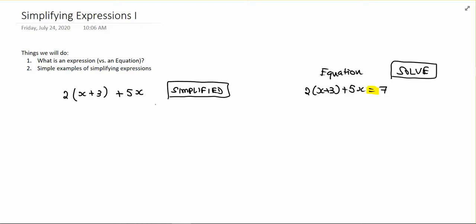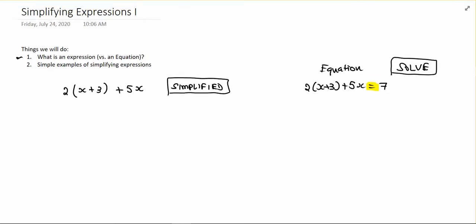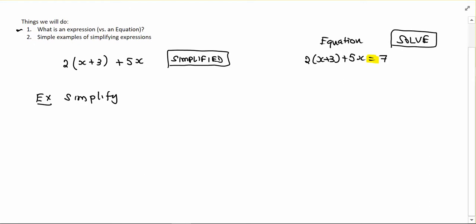Now we'll start by doing some simple things with expressions and simplifying expressions, and then we will move on to more complex examples in another video. So let's take a look at the basic expression here. So example, simplify, and I'm going to do some what you would think are very easy examples. Bear with me because the point is to start slow.